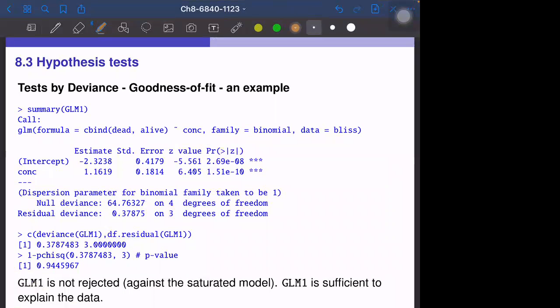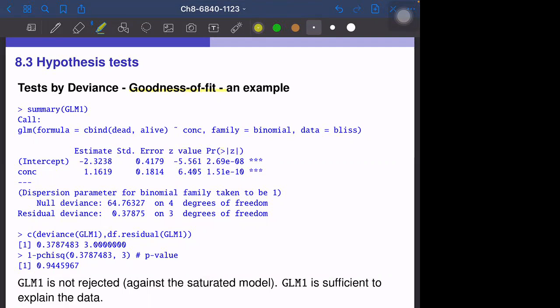Hi, so I would discuss the hypothesis tests with example. Yeah, just one by one. So at first, the test by deviance, and we would do the goodness of fit test first.